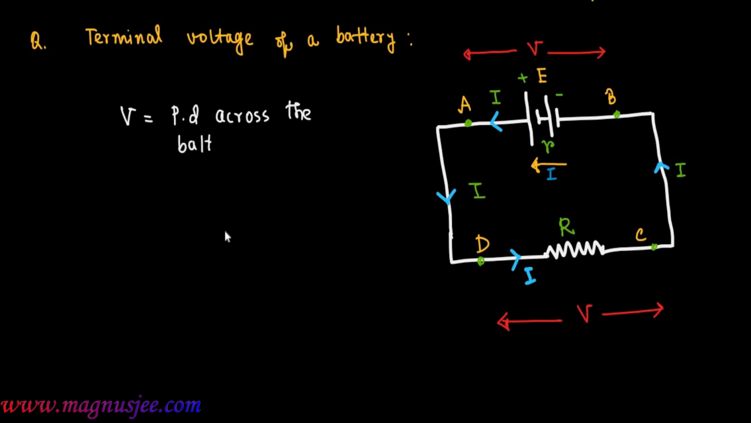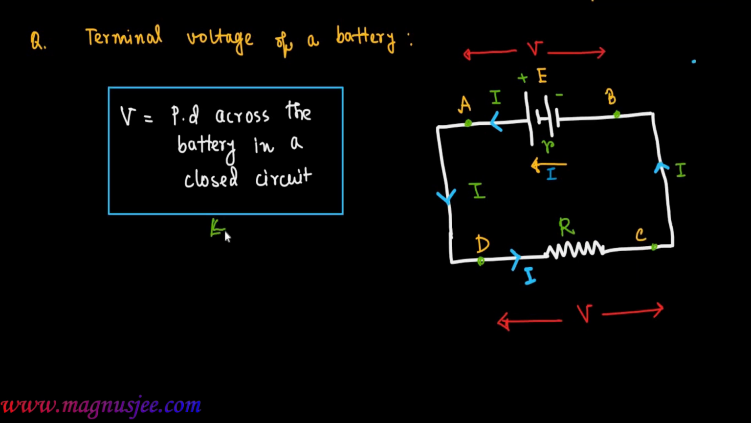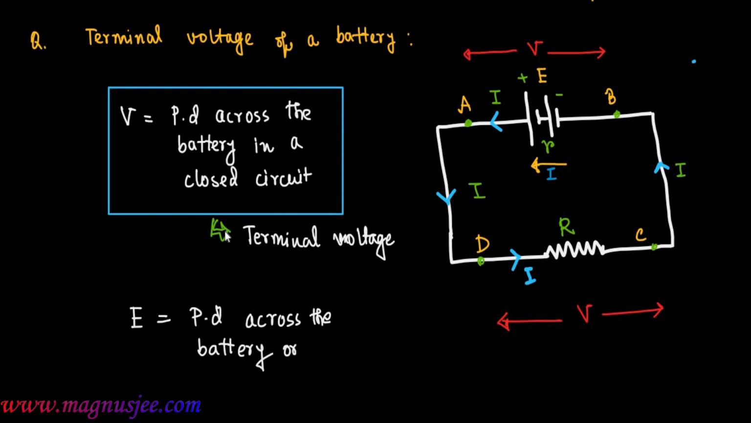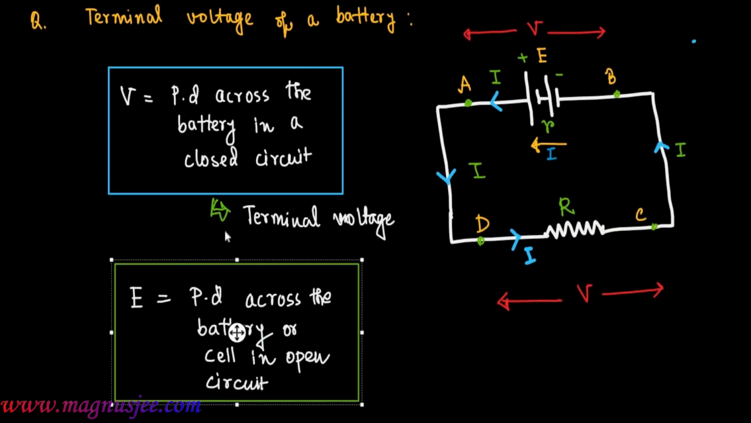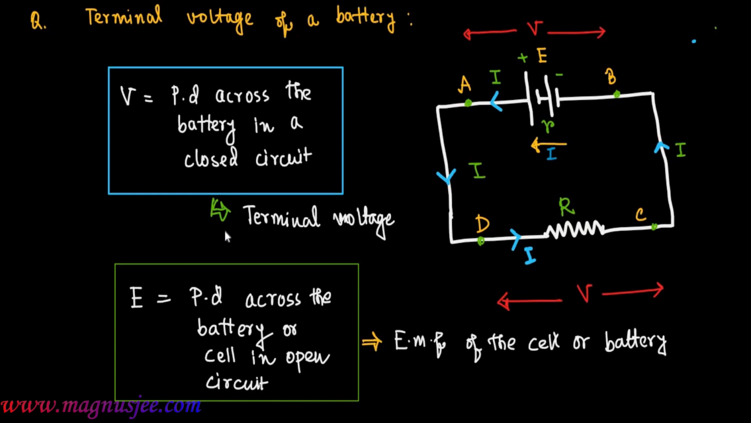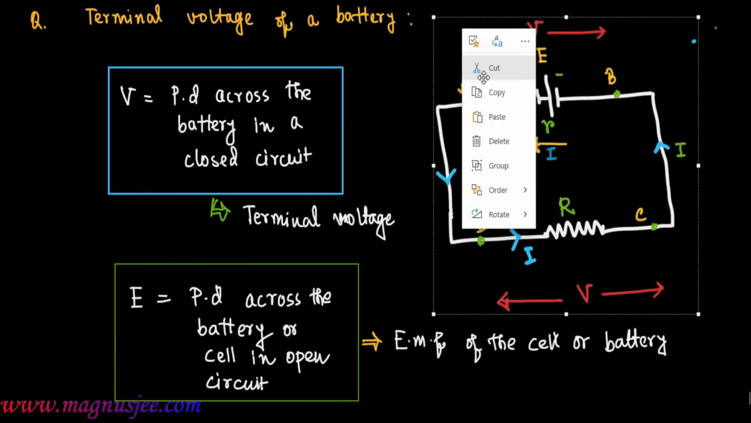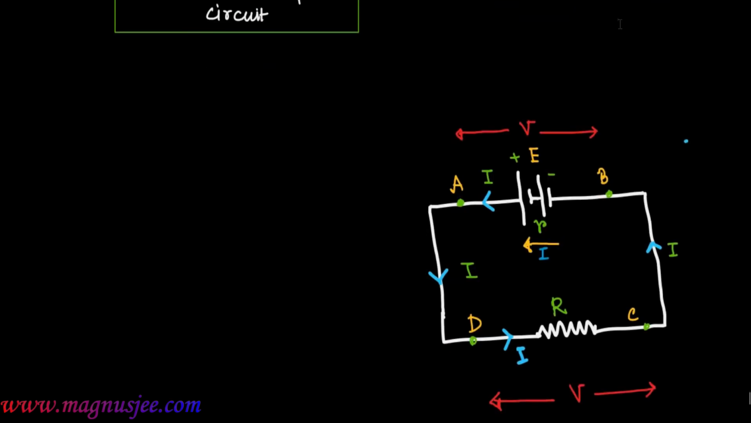V is the terminal voltage, which is the potential difference across the battery in a closed circuit. This is the definition of terminal voltage. E is the EMF, which is the potential difference across the battery or cell in an open circuit. E is the EMF of the cell or battery, and V is the terminal voltage of the battery in closed circuit.